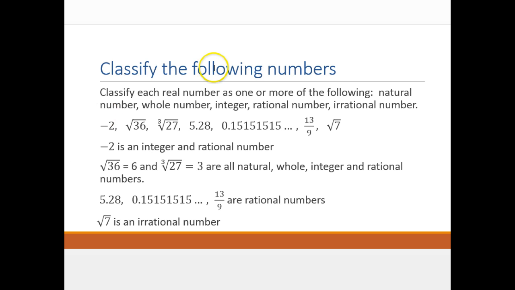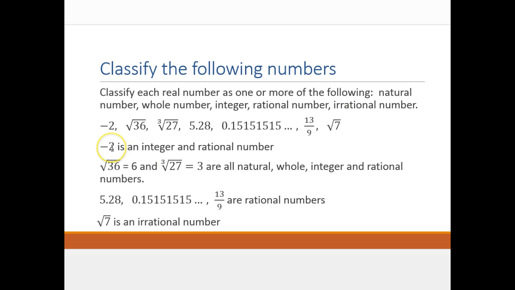Let's classify each of the following real numbers. So I'm going to have a list of real numbers, and we want to classify them as natural numbers, whole numbers, integers, rational numbers, and irrational numbers. So I have negative 2, square root of 36, cube root of 27, 5.28, 0.15151515 repeating, 13 ninths, and radical 7.